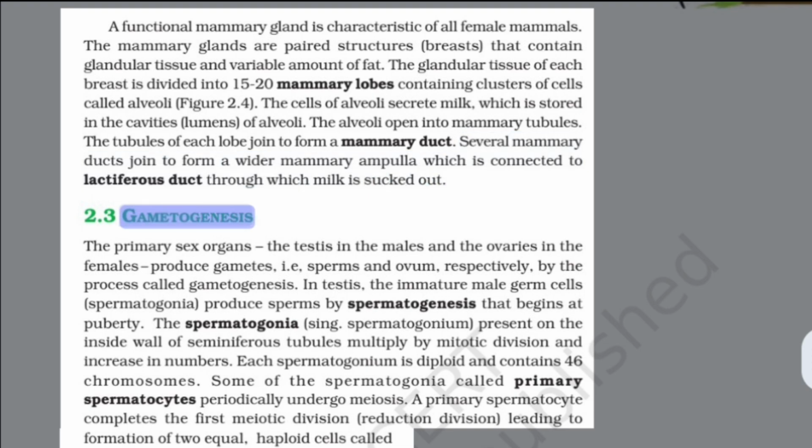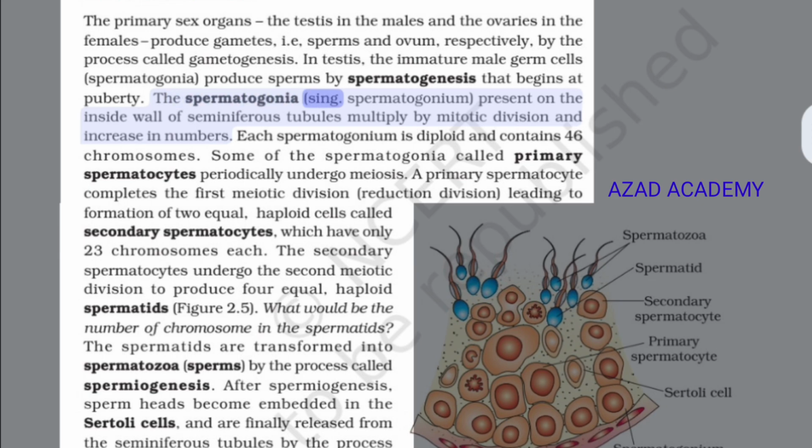Gametogenesis. The primary sex organs, the testis in the males and the ovaries in the females, produce gametes, i.e., sperms and ovum respectively, by the process called gametogenesis. In testis, the immature male germ cells, spermatogonia, produce sperms by spermatogenesis that begins at puberty. The spermatogonia, singular form spermatogonium, present on the inside wall of seminiferous tubules, multiply by mitotic division and increase in numbers. Each spermatogonium is diploid and contains 46 chromosomes.